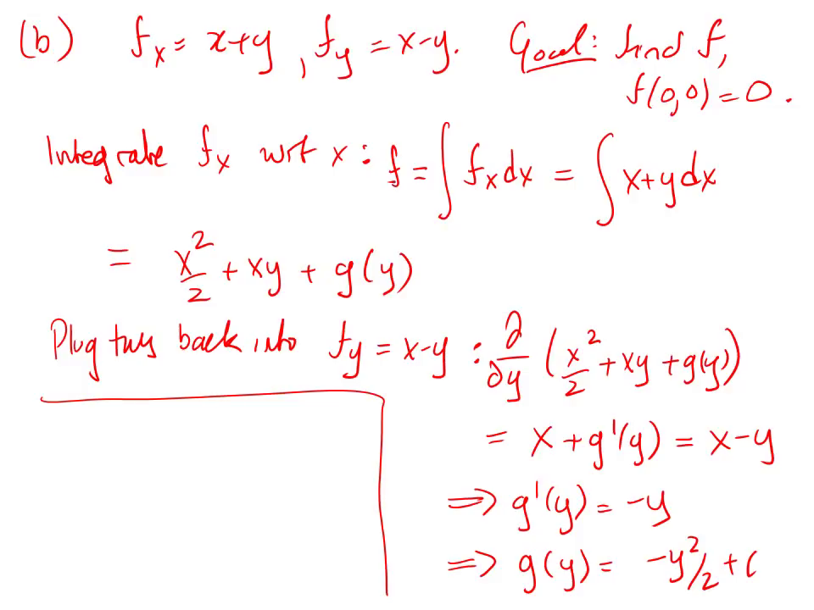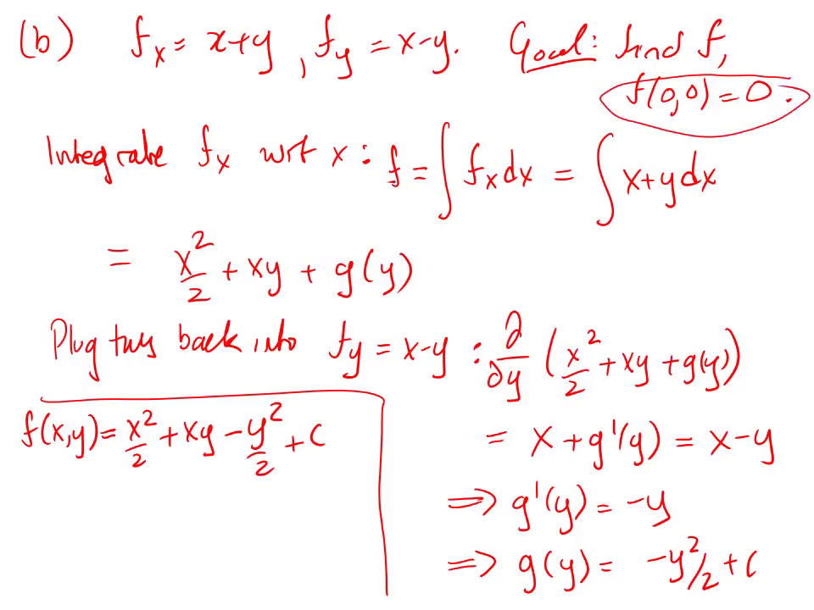Combining all this information, we get that f of x, y must be equal to x squared over 2 plus xy minus y squared over 2 plus a constant. And the constant, we don't know what it is, but now we finally use this information that at 0, this is 0. And so if you plug in x and y equals 0, you get that c equals 0. And so actually the function is just x squared over 2 plus xy minus y squared over 2.